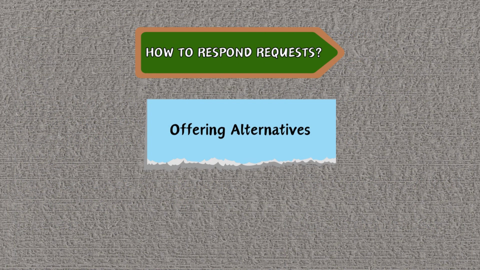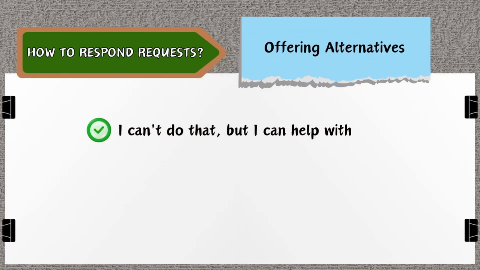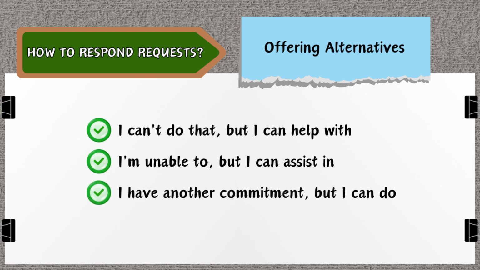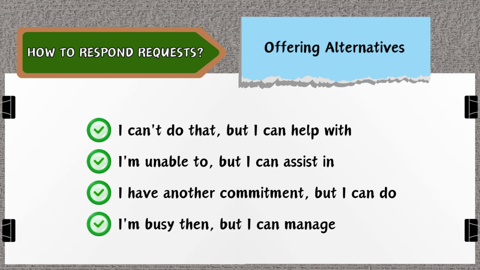Offering alternatives. Sometimes, instead of a direct agreement, you might offer an alternative. I can't do that, but I can help with. I'm unable to, but I can assist in. I have another commitment, but I can do. I'm busy then, but I can manage.